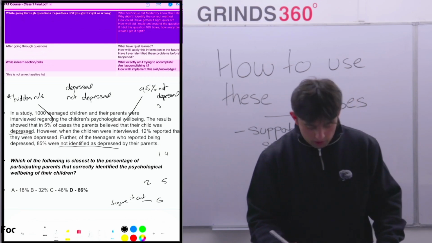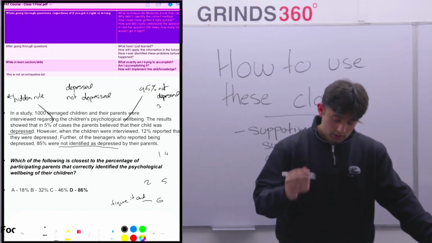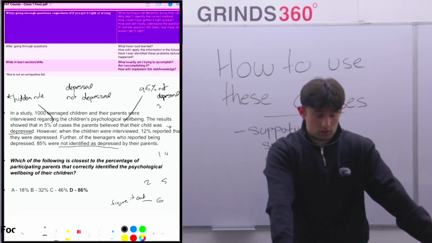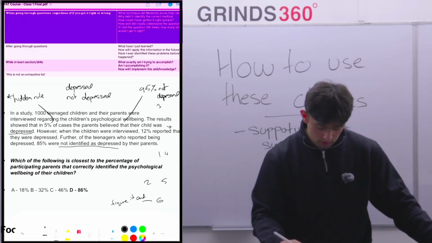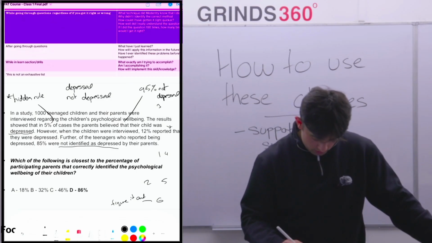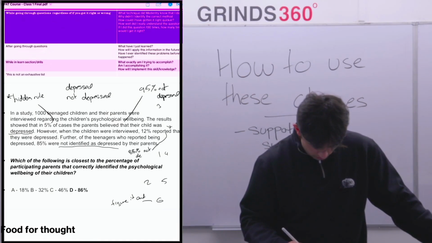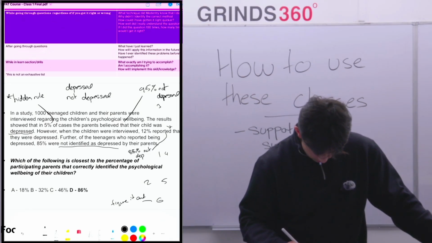And then you can use the same logic for the next sentence here. So 12% reported that they were depressed. So that means that 88% reported they were not depressed. Yeah? Now, this is getting a bit messy. It's fine. My goal here is not actually to show you guys any sort of maths.